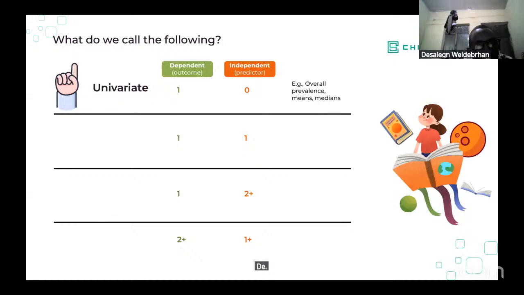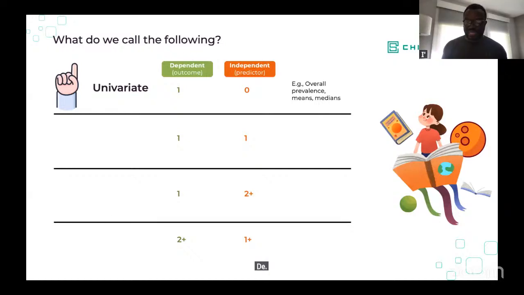So for example, overall means, overall medians, overall descriptive analyses that are just at the overall level. We're not looking at that variable stratified by other variables. It's just that variable, overall mean, overall median, or things of that nature. Those are all univariate analysis.